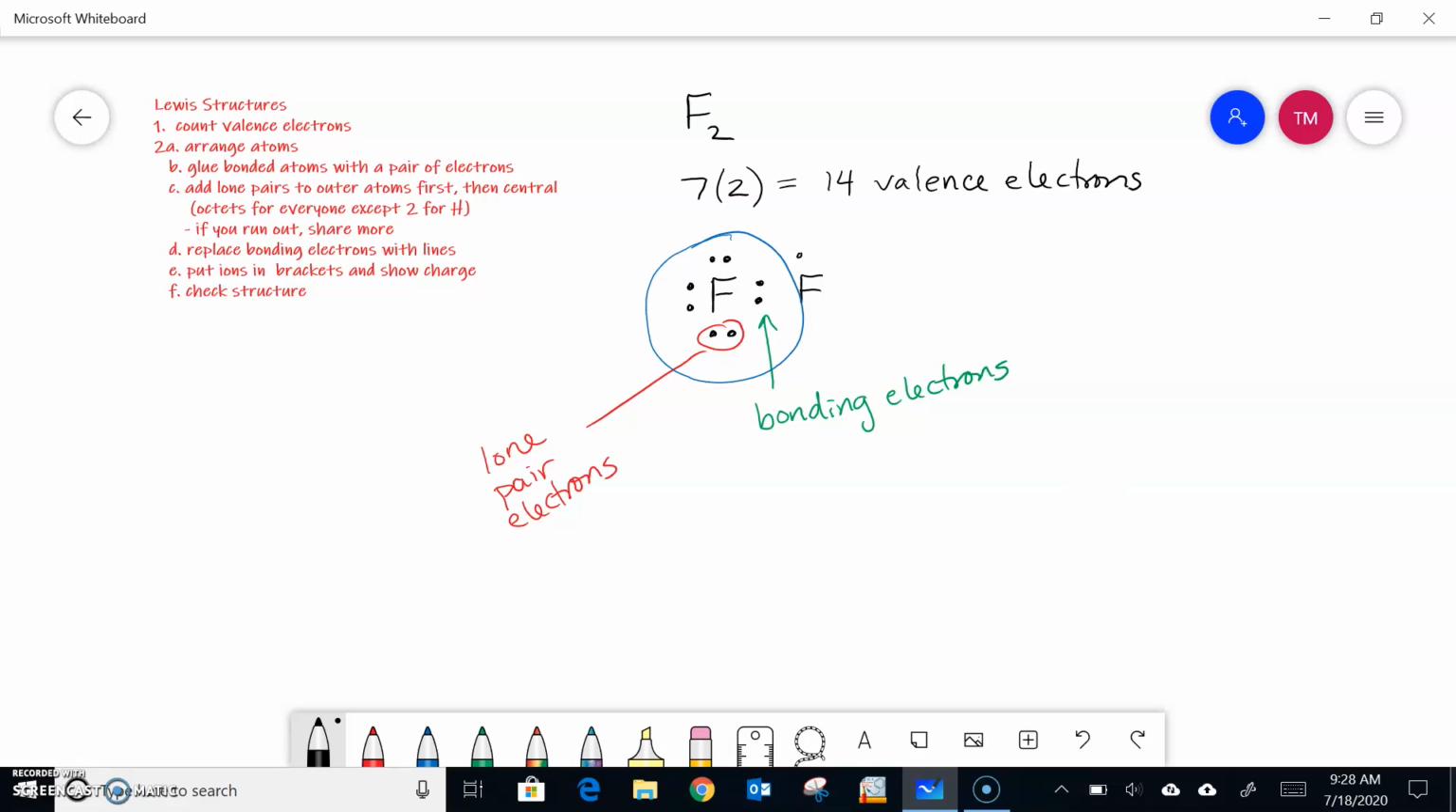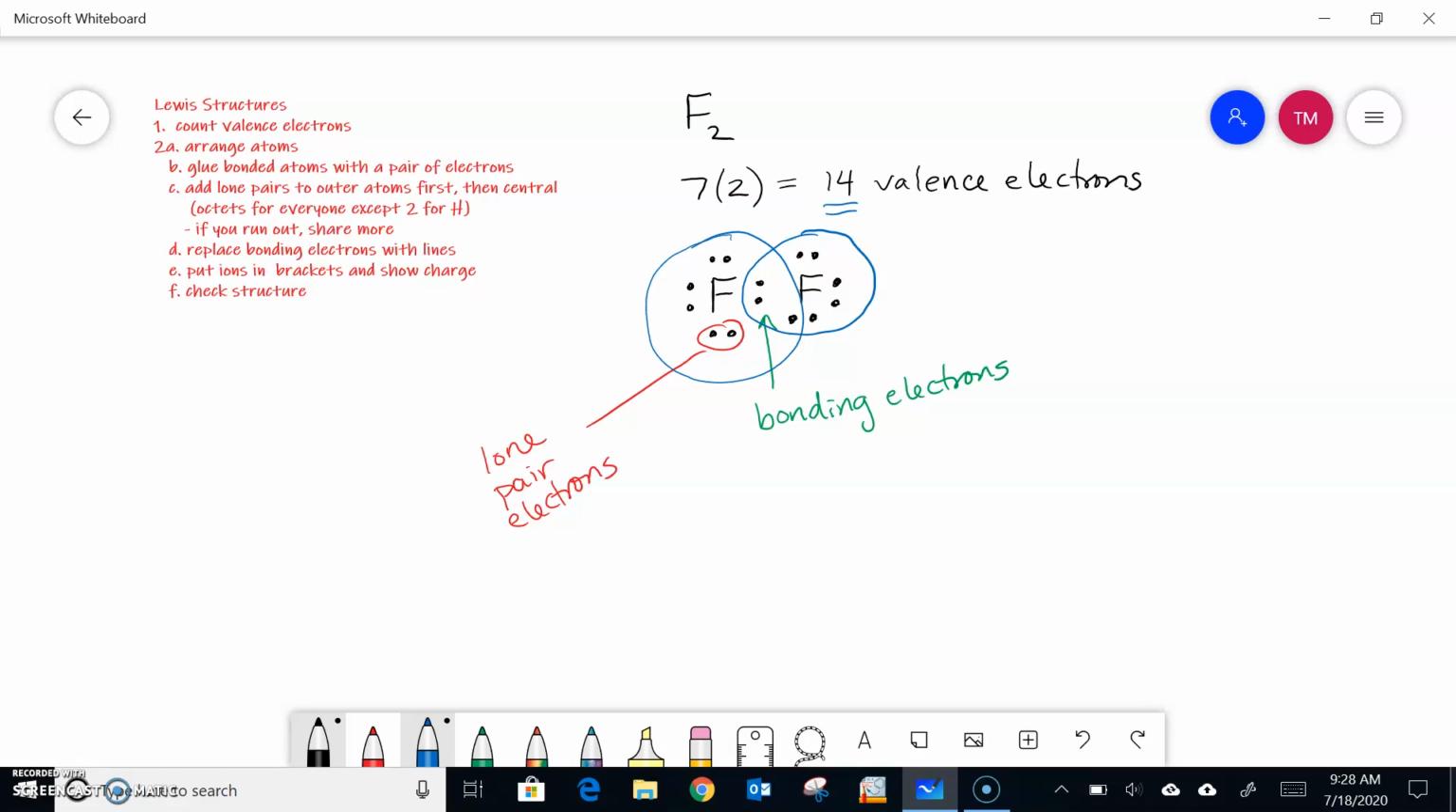We've used 8 so far, so I put 2 more, that's 10, 12, 14. Notice I'm putting them always in pairs. And what we see is I now also have 8 electrons around this fluorine. So I've used 14 dots. I have 8 electrons around each atom, so each atom has a satisfied octet. So this is going to be our Lewis structure for fluorine.